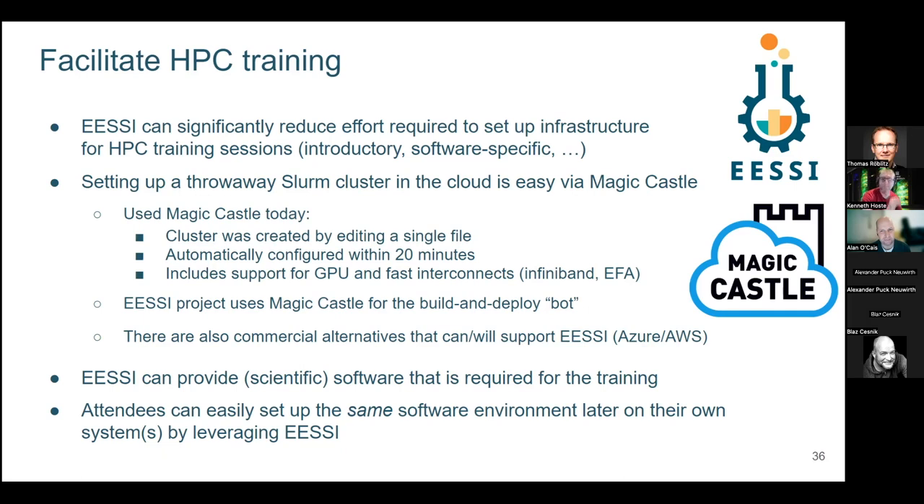And so basically Magic Castle as a tool also comes from them. But a lot of the ideas behind EESSI also originate from the Alliance as well. So we used Magic Castle today, and creating a cluster was basically just editing a single file. It automatically configured and made that cluster available within about 20 minutes. Magic Castle supports GPUs, NVIDIA GPUs, and also supports fast interconnects as well. So we've tested Magic Castle with InfiniBand that you can find in Azure, and with this EFA fabric that you can find in AWS as well, and it works and it's shown to scale.